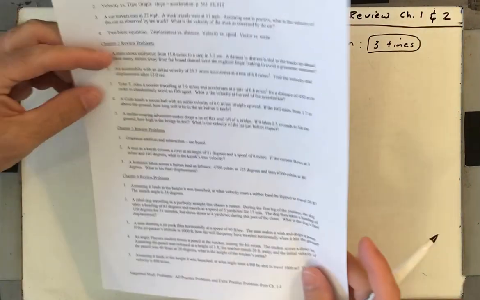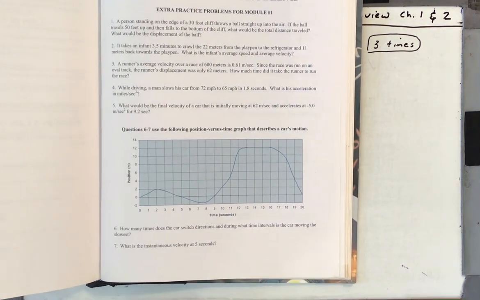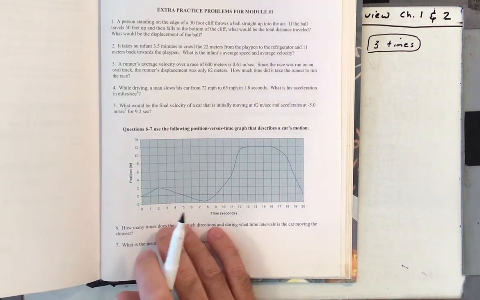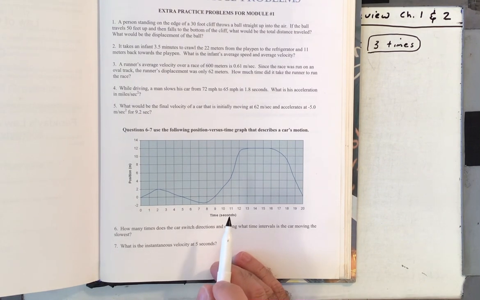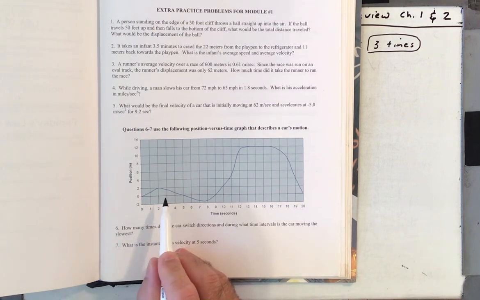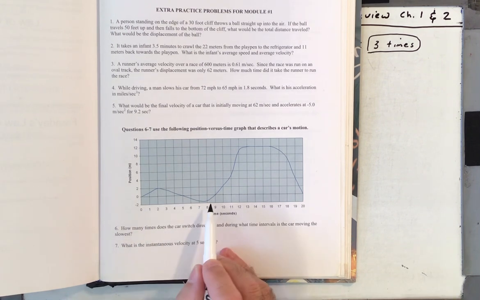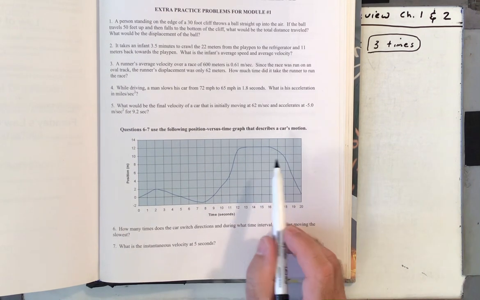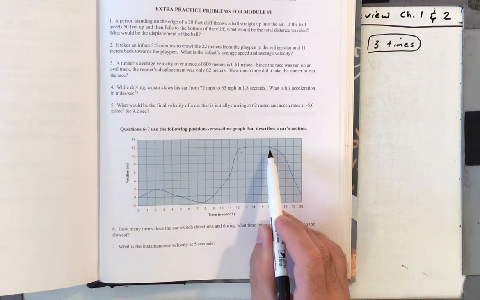All right, so the second part of the question, you've got to get the book out, is during what time intervals is the car moving the slowest? Well, it's moving the slowest where the slope is the least steep. In this case, it's moving the slowest where it has a very flat slope. That would be at 2 seconds, at 7.5 seconds, and then from about 13 seconds to 16 seconds, it's just sitting still.